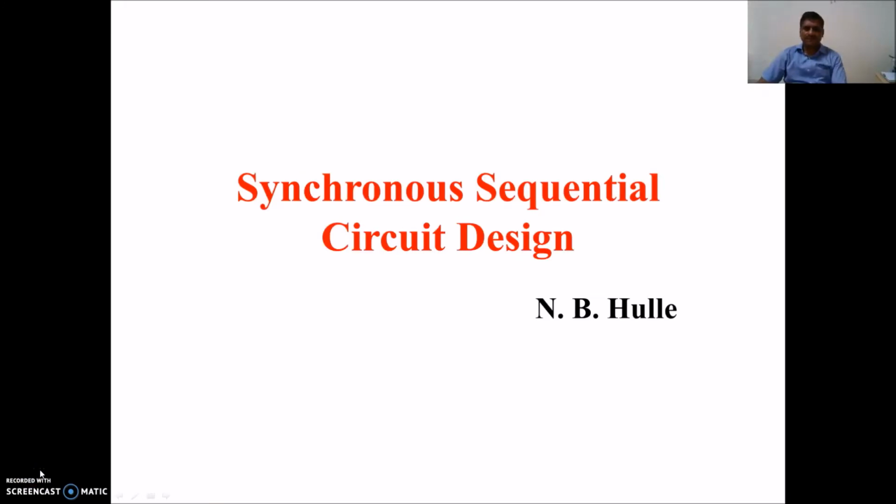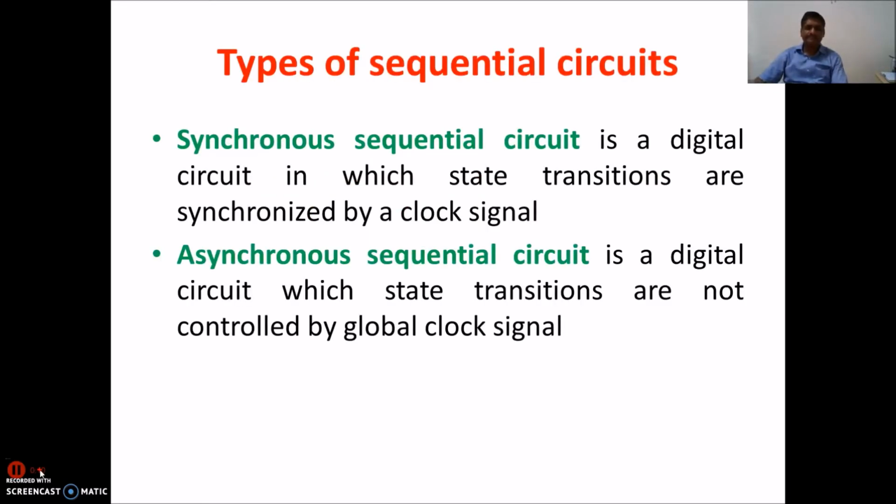Hello, I am Professor Nagnath Hulle, and in this video we'll discuss synchronous sequential circuit design. To begin with, we will discuss the types of sequential circuits. Basically, one is the synchronous sequential circuit and the other is the asynchronous sequential circuit. In this particular video, we will discuss only synchronous sequential circuit design and its definitions or terminology.